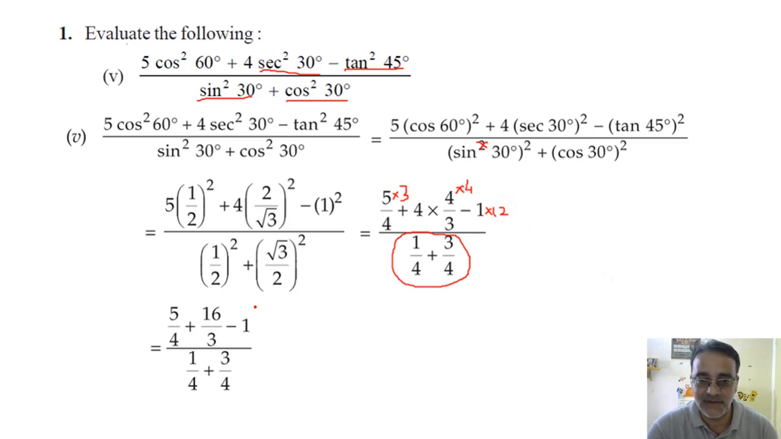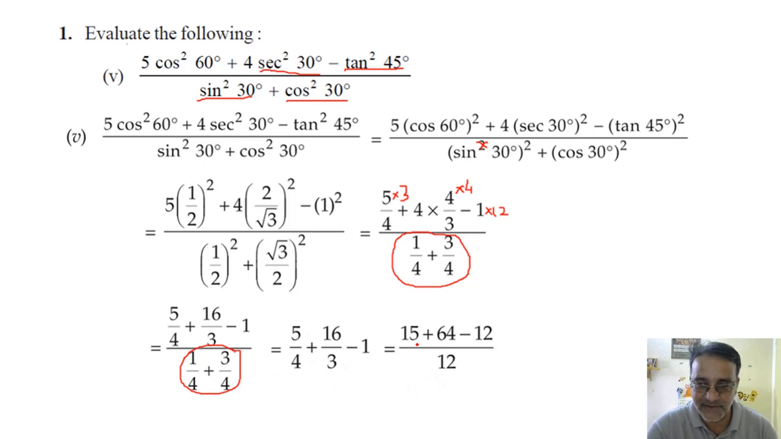Okay, we will take the LCM. So this part is 1, so we remove it. Now we are going to take LCM. 15 plus 64 minus 12, what will you get? 67. Okay, so 67 upon 12 is the final answer.